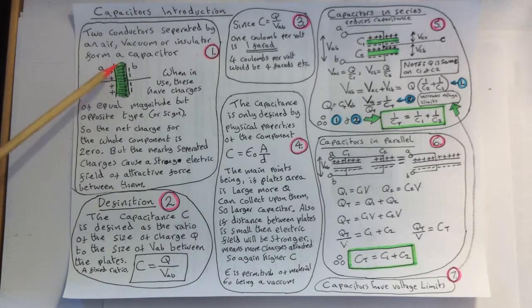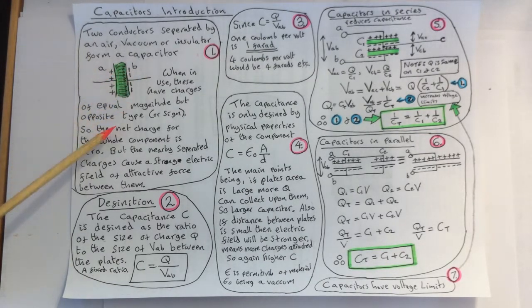But because these two plates are very close, and we've got accumulation of opposite charge on each side, this is inducing an electric field. These charged particles want to come back together again, and that's what produces the field. So there's an attractive force between them here.